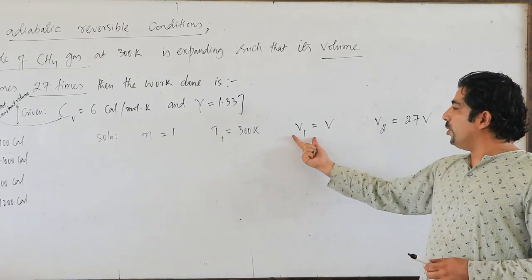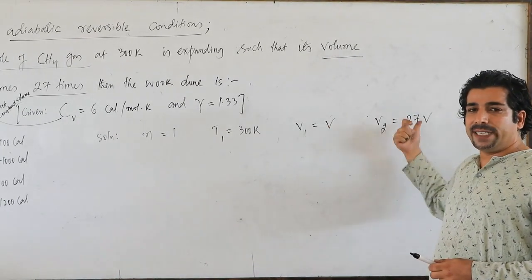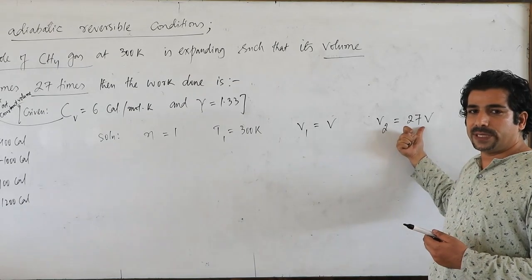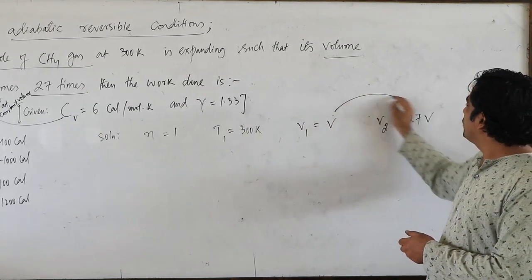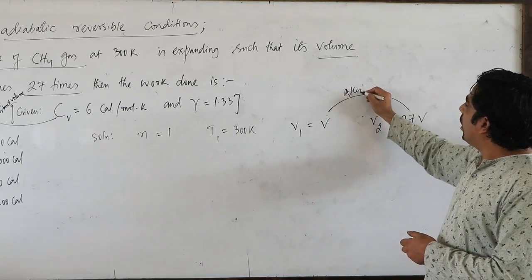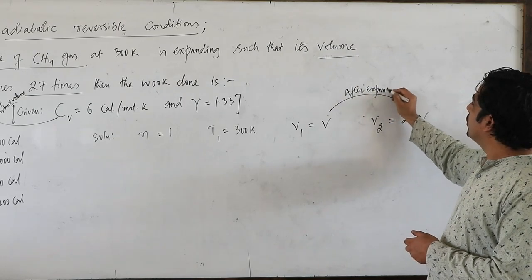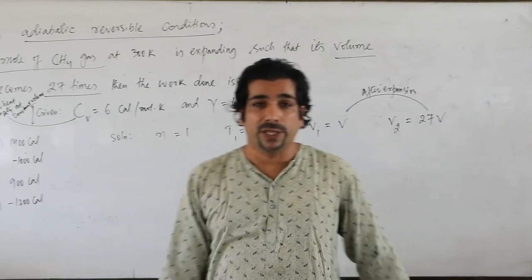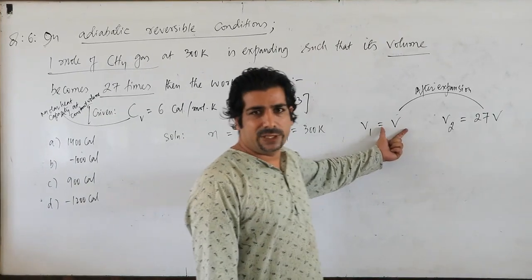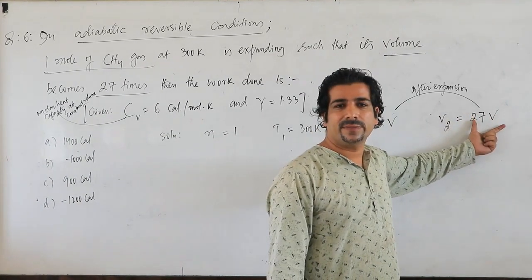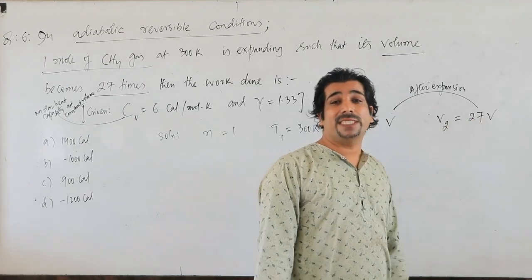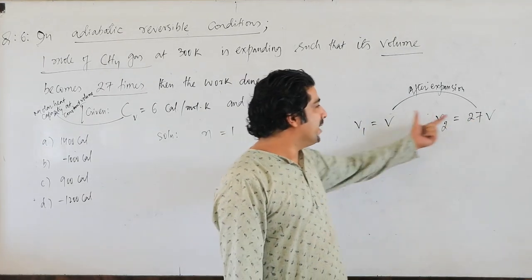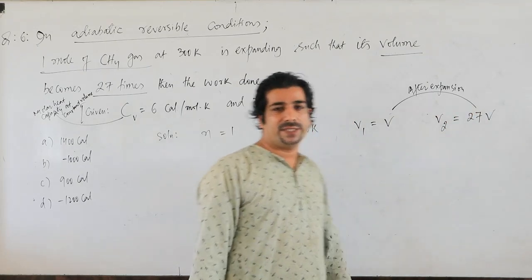So the initial volume was V and the final volume after expansion is 27 times the initial. If this is 1 liter, let us suppose this will be 27 liters. So 27 times it has increased. If this is V, this will be 27V, my dear friends.